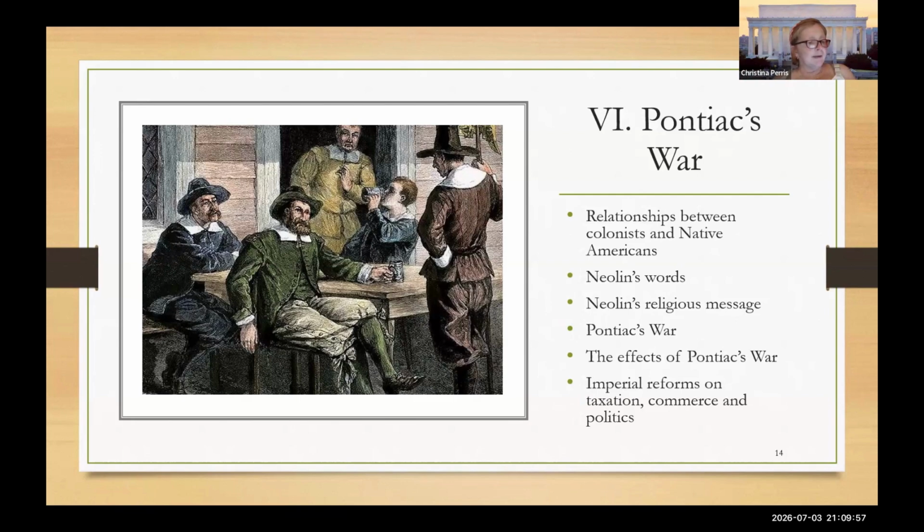In May, Native Americans captured Forts Sandusky, St. Joseph, and Miami. In June, a coalition of Ottawas and Ojibways captured Fort Michilimackinac by staging a game of stickball lacrosse outside the fort. They chased the ball into the fort, gathered arms that had been smuggled in by a group of Native American women, and killed almost half the fort's British soldiers.